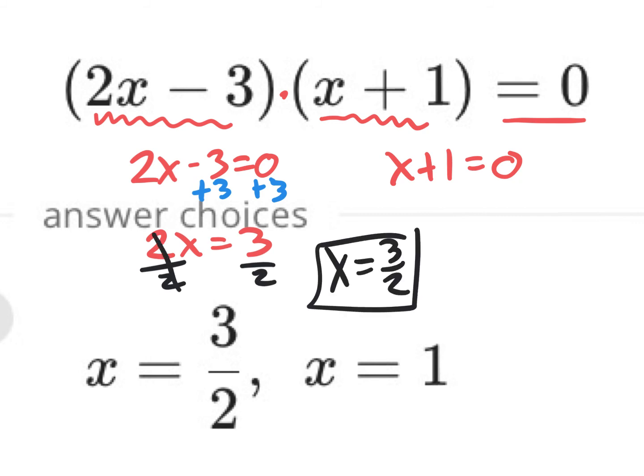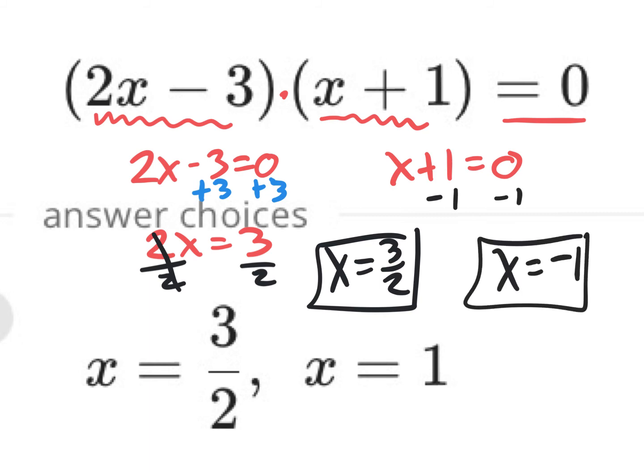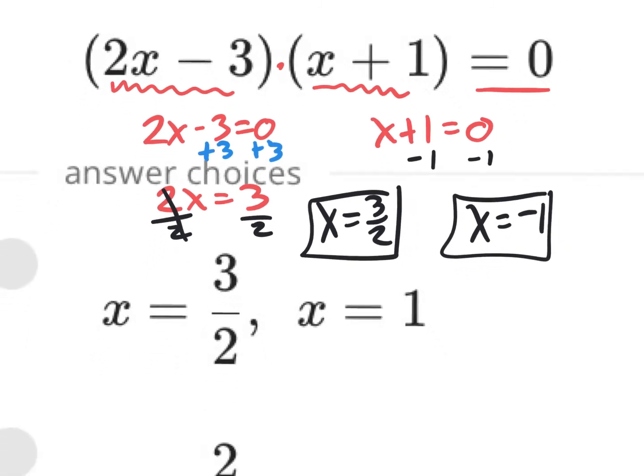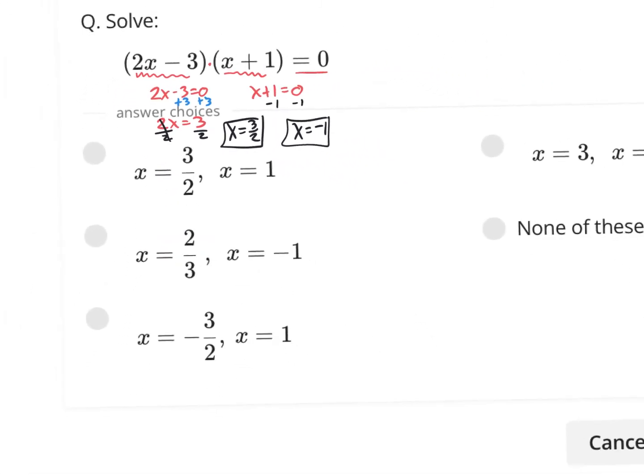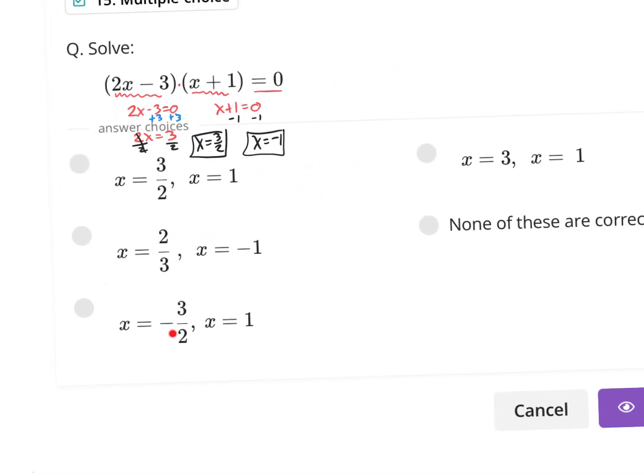That's one answer. The other answer would be x equals negative 1. So those are your two answers, 3/2 and negative 1. And if you look at your multiple choices right here, we have negative 3/2 and positive 1. That's not it. So obviously the final answer is none of these.